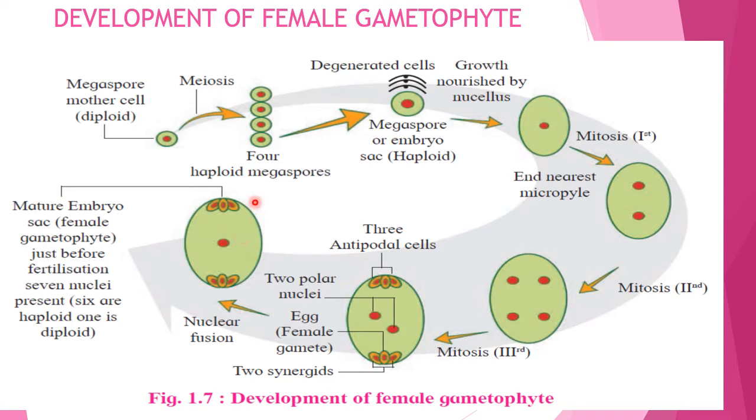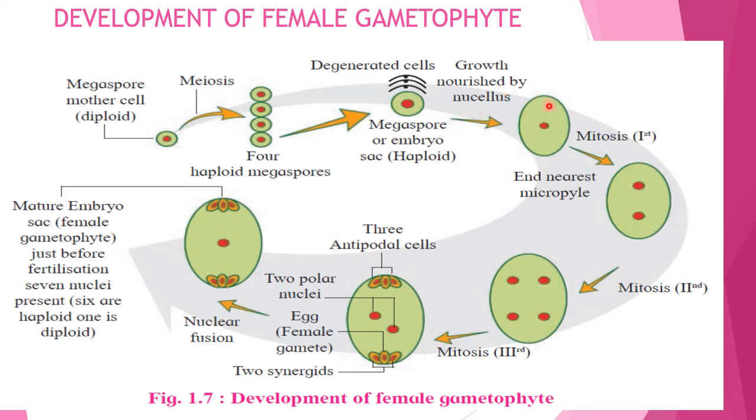Now just once again, let's go through how the female gametophyte is developing. The megaspore mother cell, given in abbreviation also in your book as MMC, is a diploid cell. It undergoes meiosis, forming 4 haploid megaspores. Then of those 4, 3 degenerate. Only 1 acts as the functional megaspore, and so it is monosporic. Only 1 megaspore develops into the female gametophyte.